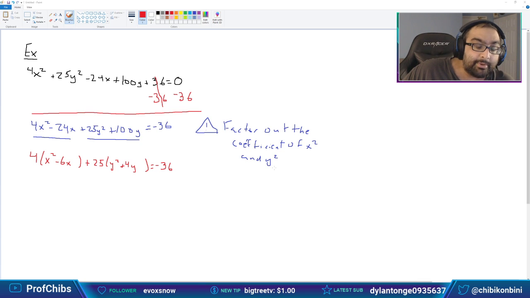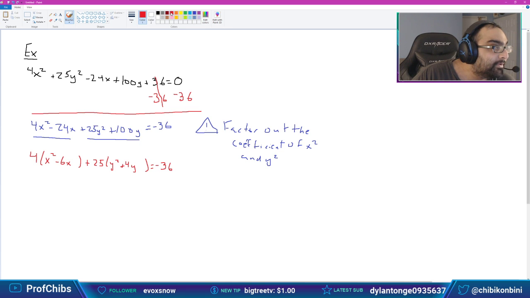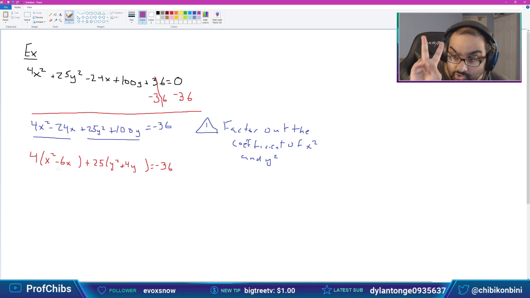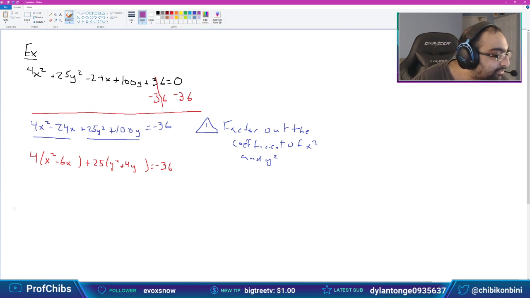So let's talk about what we're doing next. What we're doing next is completing the square. This part here is incredibly important. If we're doing this properly, we're going to complete the square 2 times. Our B value for X is minus 6. We're going to take minus 6 and divide that by 2.